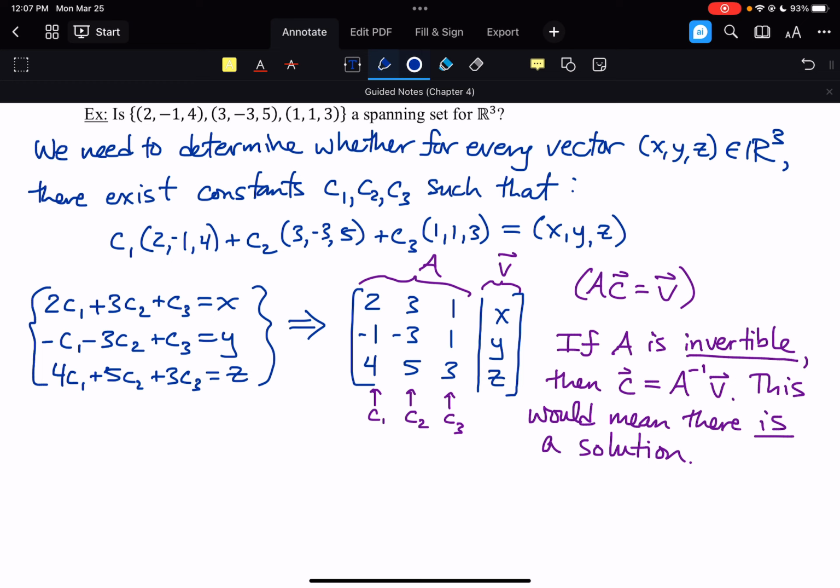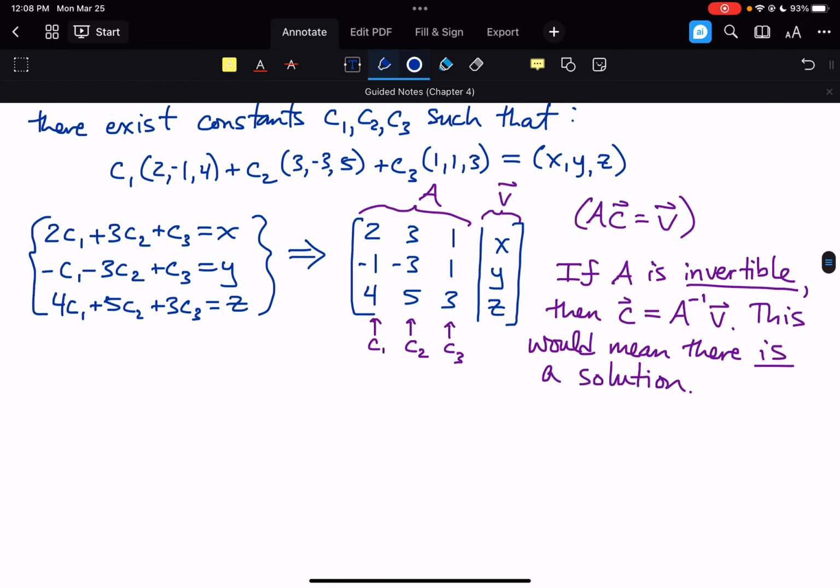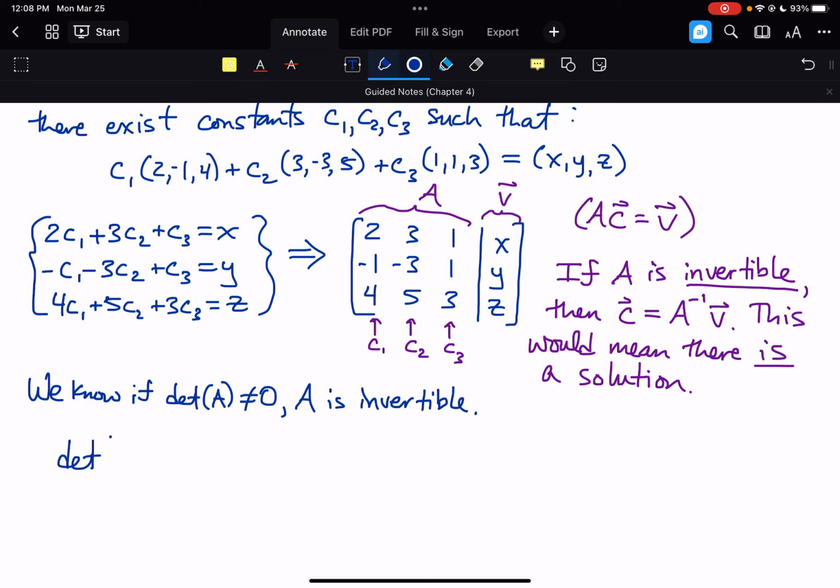Now, we can determine invertibility without actually finding the inverse. We can go ahead and check its determinant. So we know if the determinant of a matrix A is not 0, A is invertible. So in this case, determinant of 2, 3, 1, negative 1, negative 3, 1, and 4, 5, 3. If we compute this determinant, however we like, using any of the methods from chapter 3, we'll see that this determinant actually does give us 0 in this case. So A in this problem is not invertible.